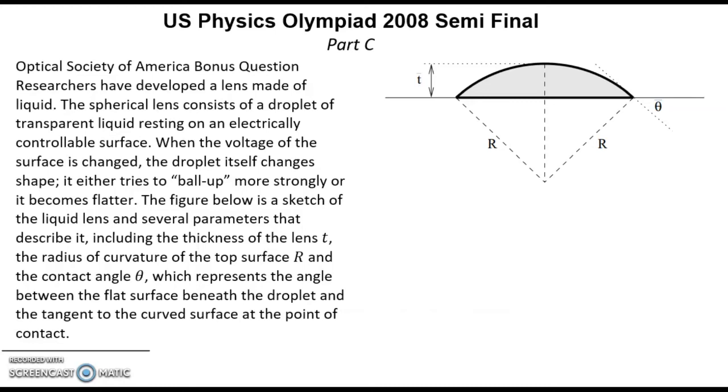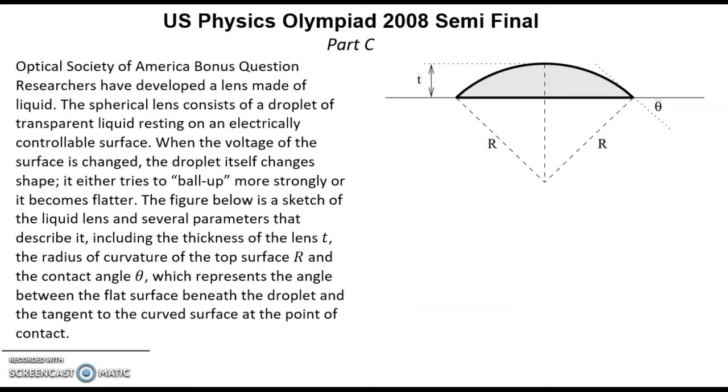Optical Society of America bonus question. Researchers have developed a lens made of liquid. The spherical lens consists of a droplet of transparent liquid resting on an electrically controllable surface. When the voltage of the surface is changed, the droplet itself changes shape. It either tries to ball up more strongly or it becomes flatter.